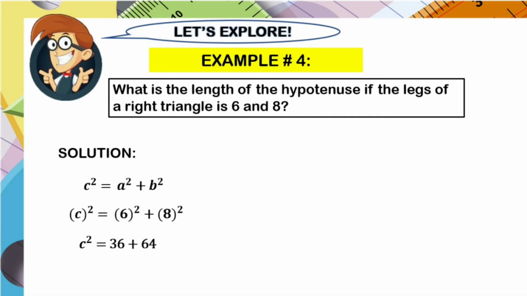Next, we get the square of all the sides of the right triangle. So we have c squared is equal to 36 plus 64, or c squared is equal to 100. Then, get the square root of both sides of the equation. Simplifying, we have the square root of c squared is equal to the square root of 100. C is equal to 10. Therefore, 10 is the length of the hypotenuse of a right triangle whose legs measure 6 and 8.